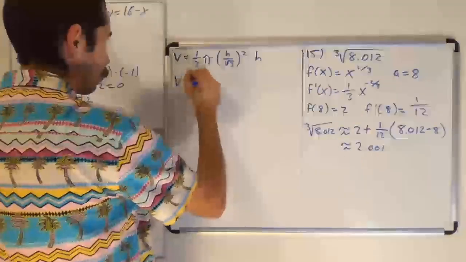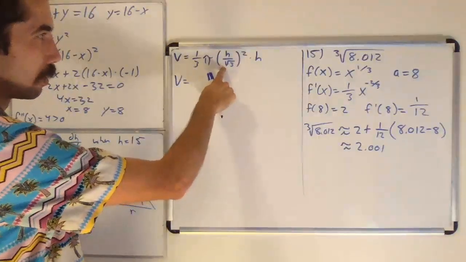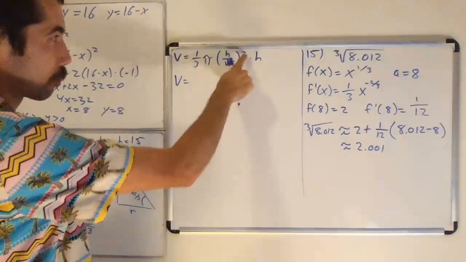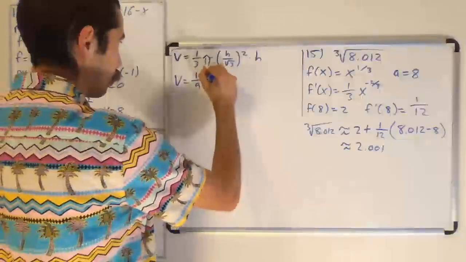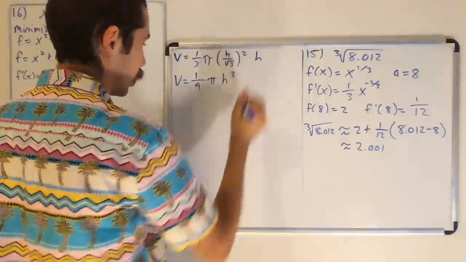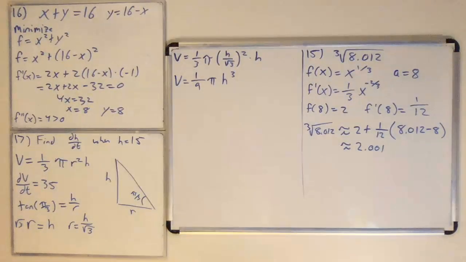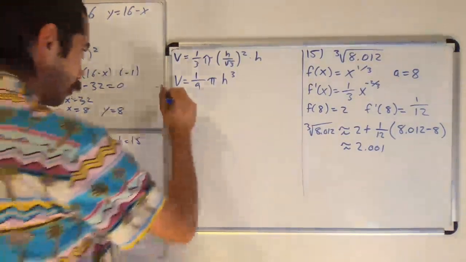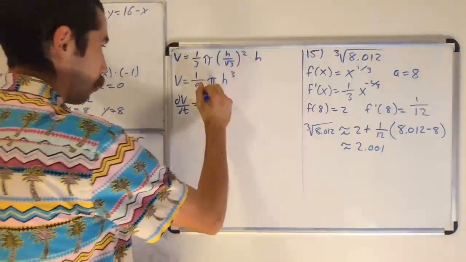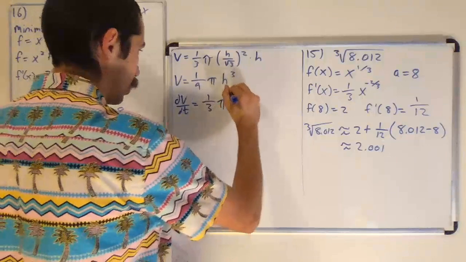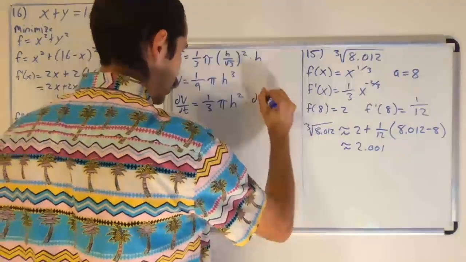So V is equal to 1/3 times, well, this 1 over root 3 squared is also 1/3. So this is 1/9 pi h to the third. Let's take the derivative of both sides. That's 1/3 pi h squared times dh/dt.